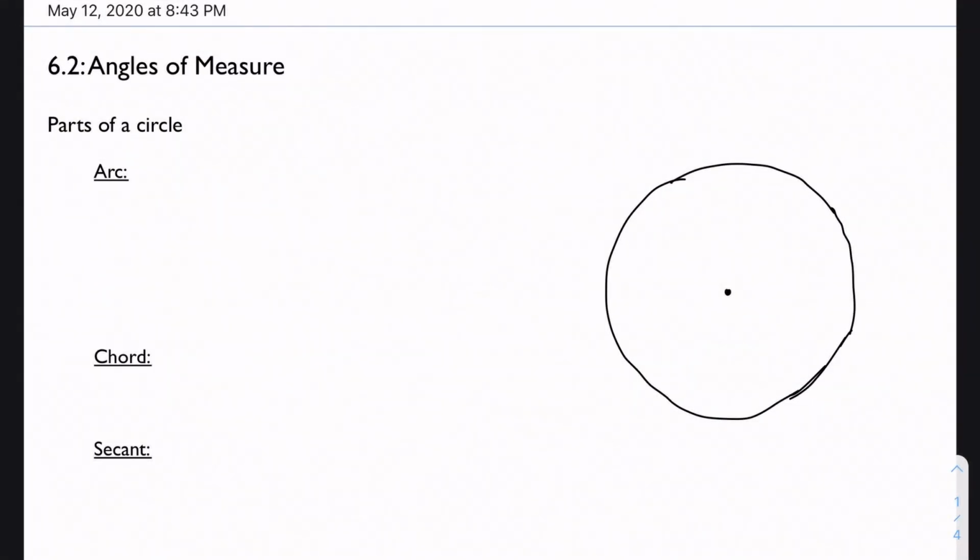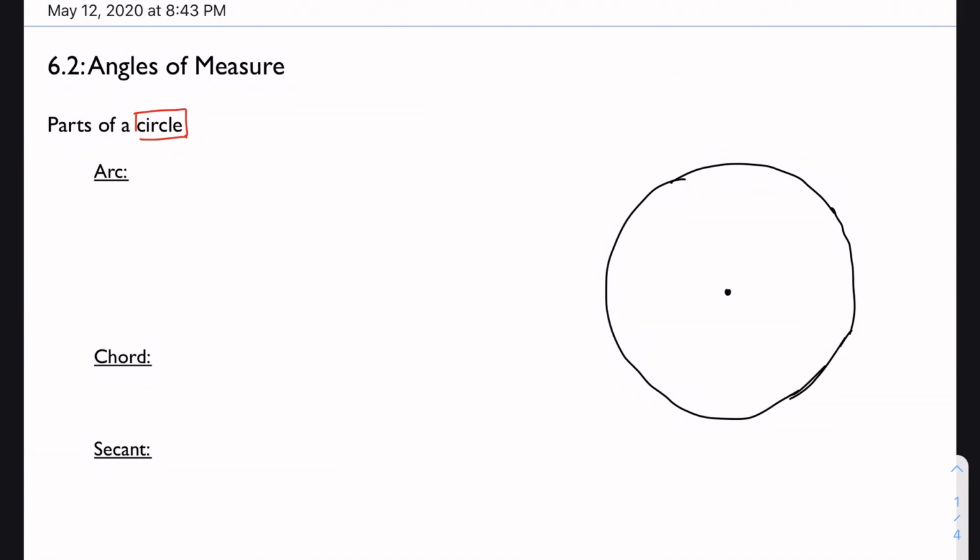Okay, so in 6.2, talking about angles of measure, and one of the things we need to talk about when we talk about angles of measure is a circle. And I'll allude to why toward the end of the video, but a lot of what we're going to do with the circle is actually place these angles in the circle. So just some different parts of a circle that are important.